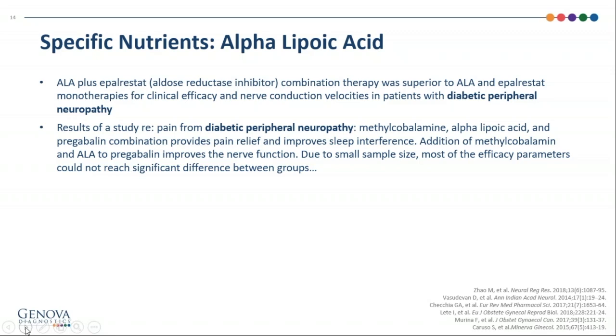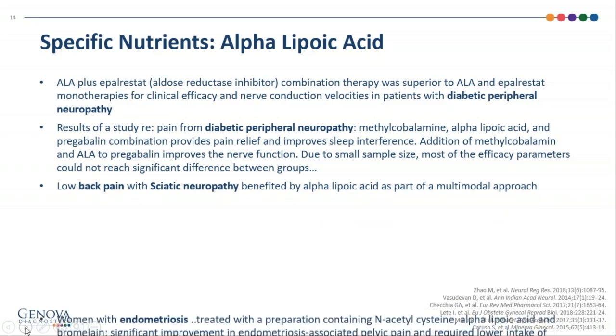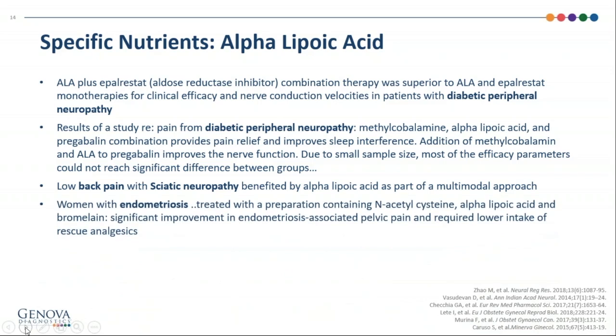Most chronic pain patients have sleep interference and fatigue, and they're going to need to get a good night's sleep to recover from pain. Now, we also see benefits of alpha lipoic acid in low back pain and sciatic neuropathy, and we found that this alpha lipoic acid helped as part of a multimodal approach. What you're going to find in a lot of this research is it's not one nutrient that improves everything. It's a nutrient in addition to other nutrients or to other medications sometimes that help the patient recover from pain to a very significant extent.